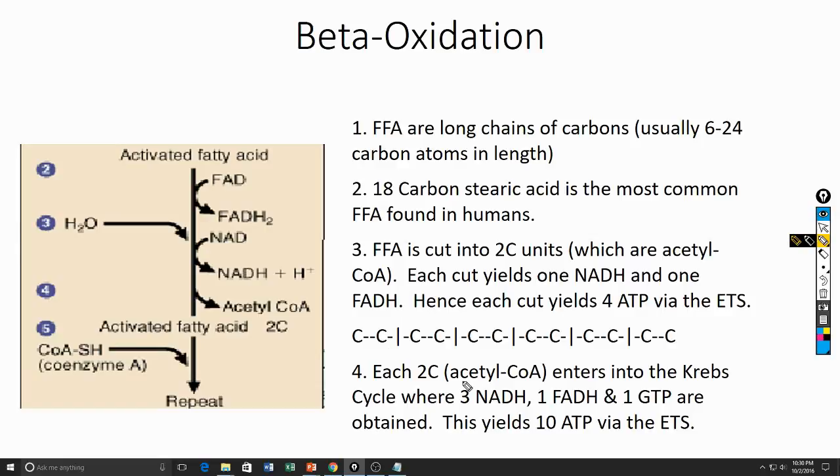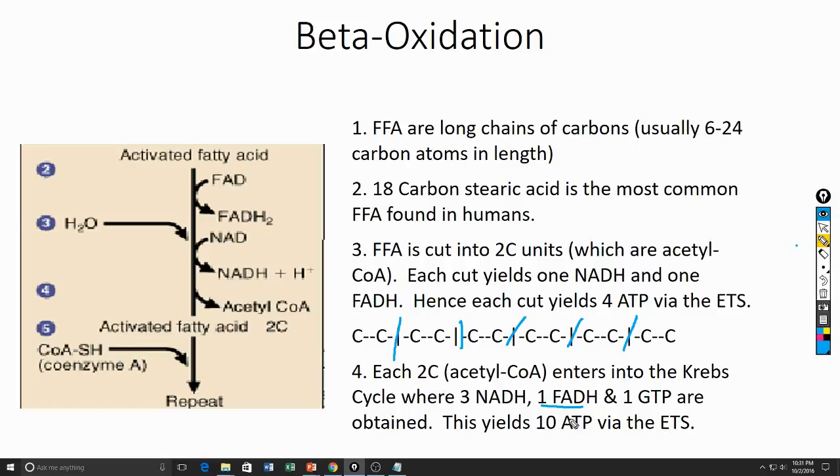So acetyl-CoA is a 2-carbon molecule, and in this case we've got 2, 4, 6, 8, 10, 12. So this would be a 12-carbon fatty acid. All that beta oxidation does is cut that chain into smaller bits, into 2-carbon acetyl-CoA molecules. And every time it performs one of these cuts, or cleavages, we derive one FADH, and we also get one NADH.